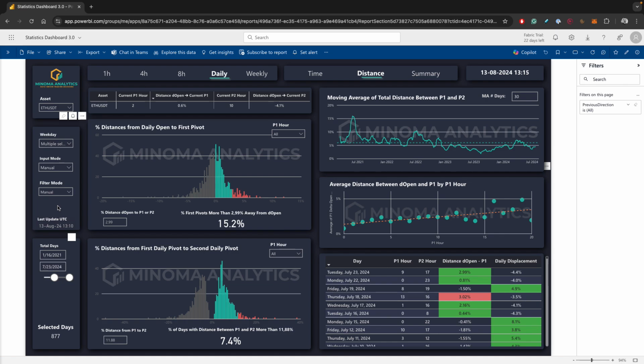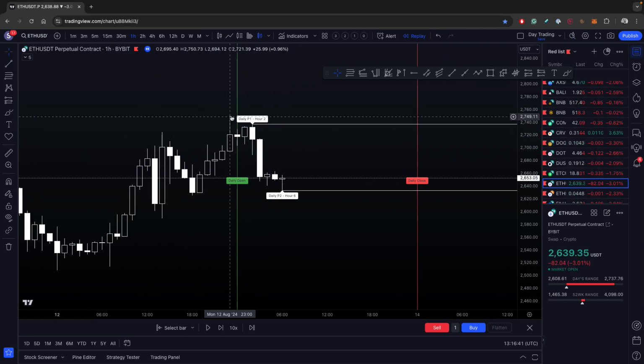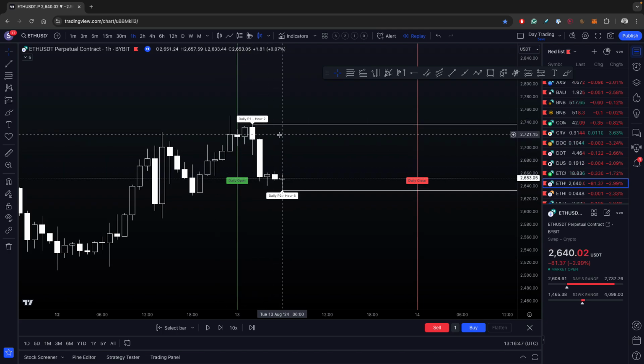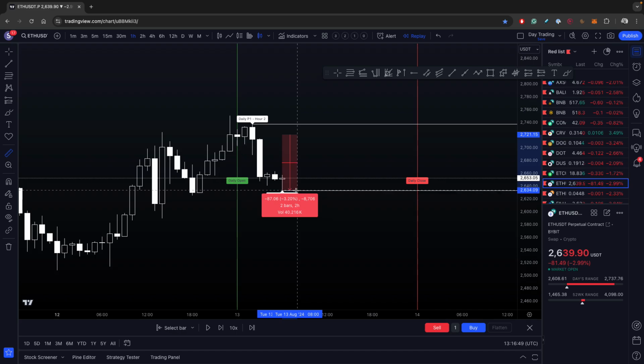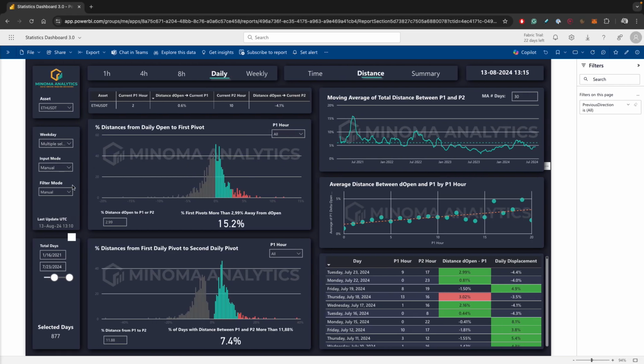So we know what is being filtered, right? This right here. Now what are we filtering on? That's the next question. I want to show you with a little example. Say for example, right now we have P1 at hour 2 and P2 at hour 6, and the distance is negative 3.2%. So we can put that in. We're on manual input mode for the sake of argument.